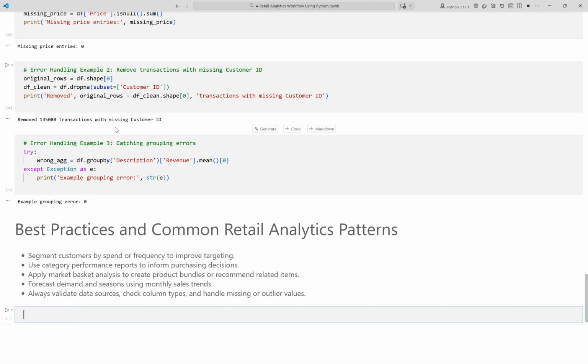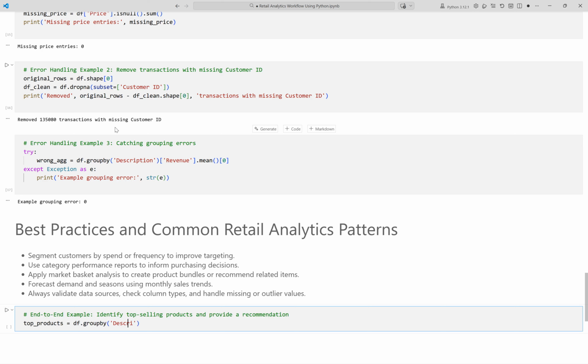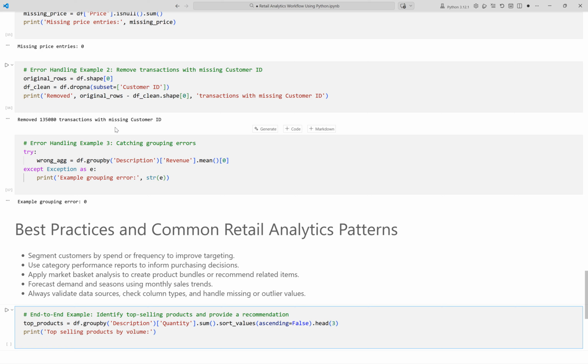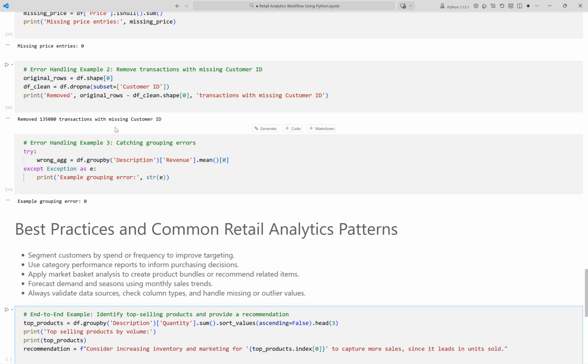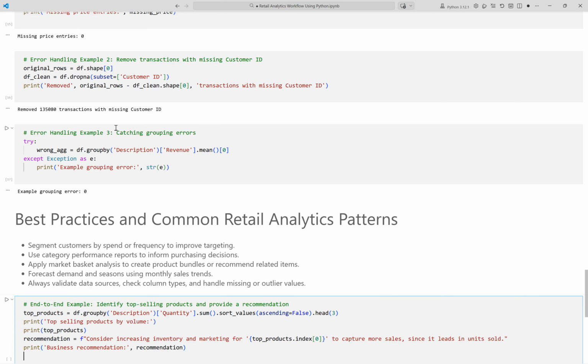Let us finish with a full retail analytics workflow, from data to a business recommendation. We group transactions by product and total the quantity sold. We identify the top 3 products in units sold. We print those top sellers. We create a recommendation to increase stock or marketing for the strongest product. Let us print our actionable insight for this retailer.